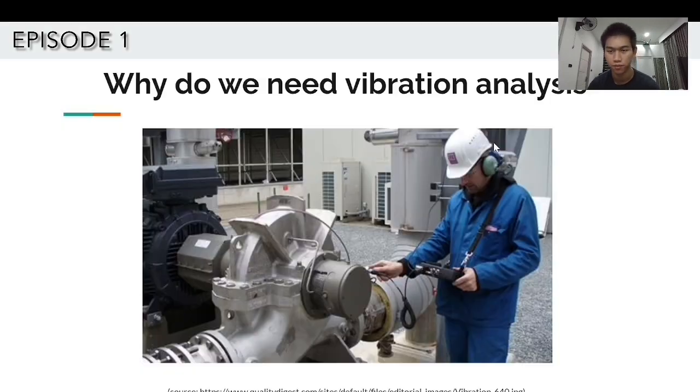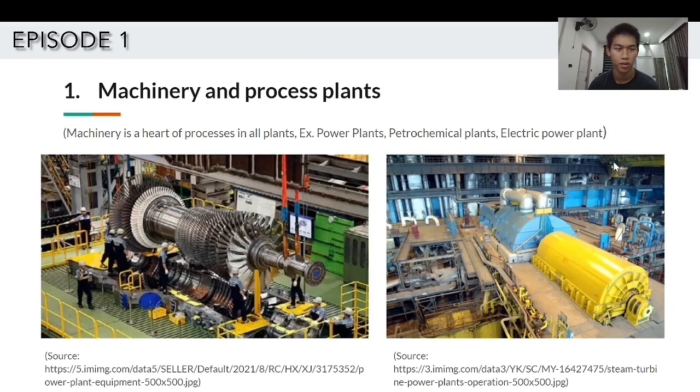Okay, we shall begin. So why do we need vibration analysis? The first reason is the relationship between the machinery and the process plant, for example the power plants, the petrochemical plants, and the electrical power plants. You could say that the machinery is like the heart of our process plant, the main core of all manufacturing processes in all plants. Then what if the core of the manufacturing process in a plant is broken? Then the plant could lose its output, which causes it to lose its daily profits also.